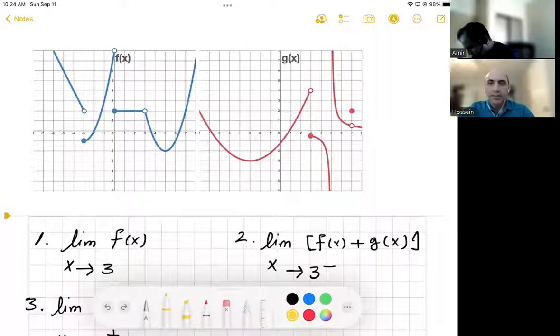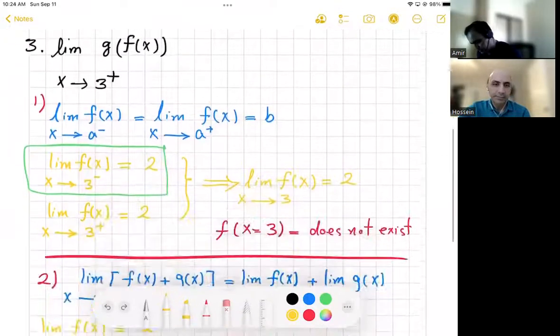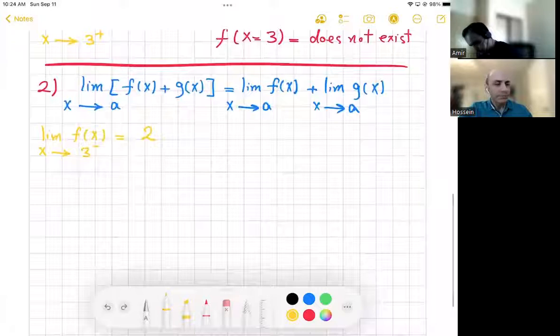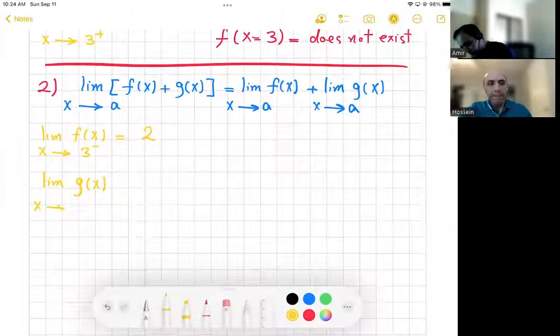So basically what you're saying is that g of x at 3 has two different limits from the left and right, unlike f of x. Yes. From the left side, it's 4. Let me just write that. The limit of g of x when x approaches 3 from the right side is 4.